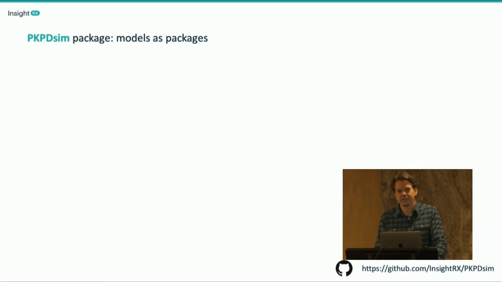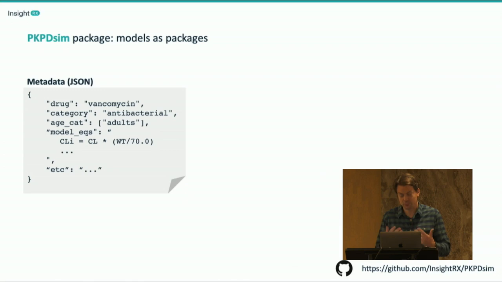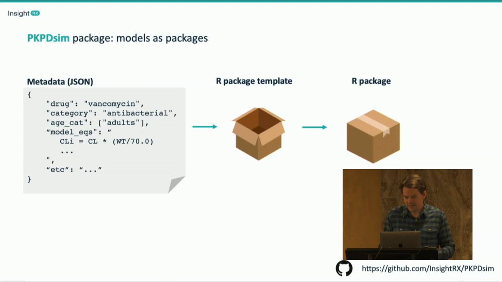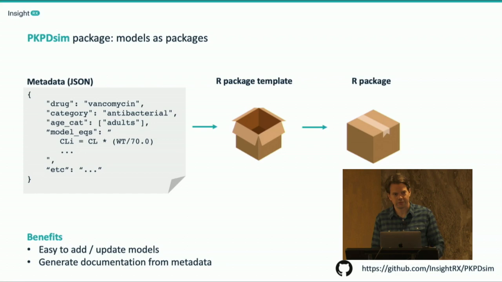Another thing that this package does is, because we have to support not just one model, but over 100 pharmacology models, the PK/PD sim package can actually generate new packages based on specifications that you provide. So you write a spec file where you describe the drug and you describe the equations for that specific model. That will then be put into a package, and then that will be compiled, validated, and deployed. The benefits of this is that it makes it a lot easier and faster to develop these models and also to maintain them, and also to create the end user documentation for all these models, because that's also something that we have to provide to the clinician or to the pharmacist.